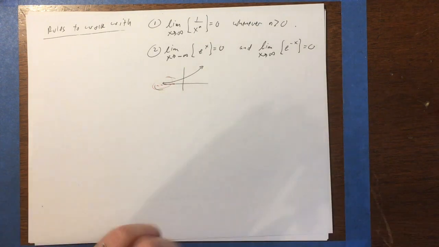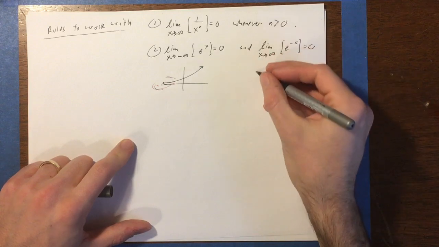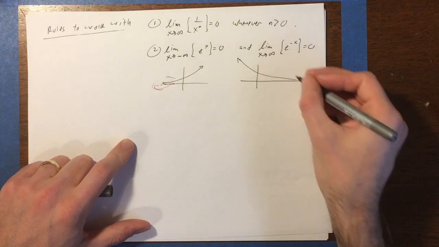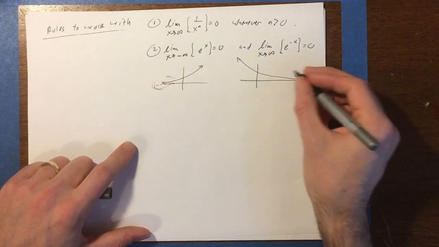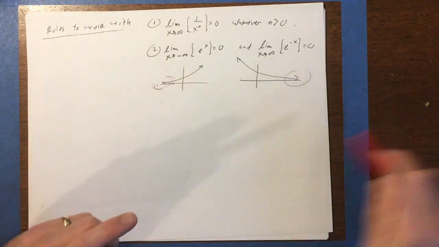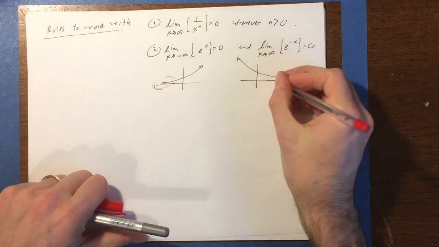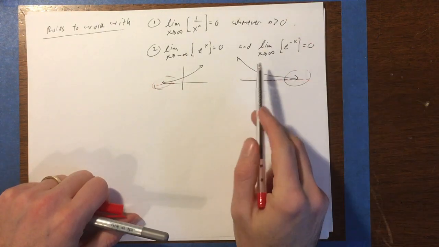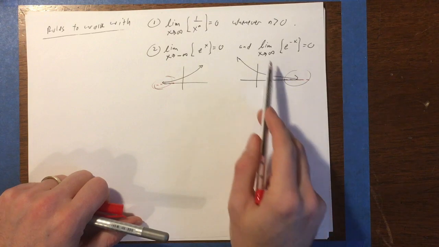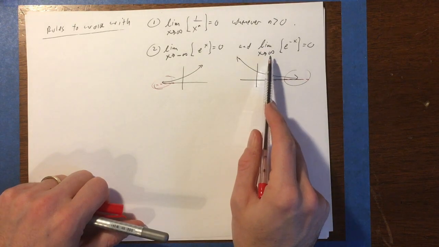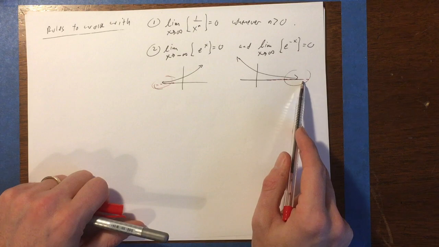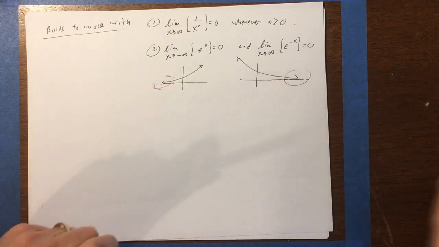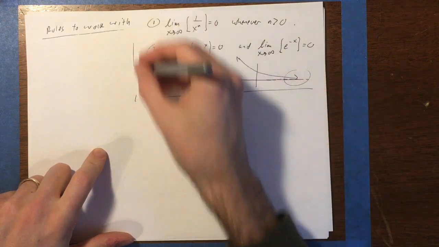Now, if you change it to e to the negative x, that is going to reflect it over the y-axis and move that horizontal asymptote over onto the other side. So if you make the power negative x instead of positive x, now the asymptote occurs when you take the limit as x approaches positive infinity, which is the right side. That would equal 0. So those are our rules to work with. Now let's start doing some examples.